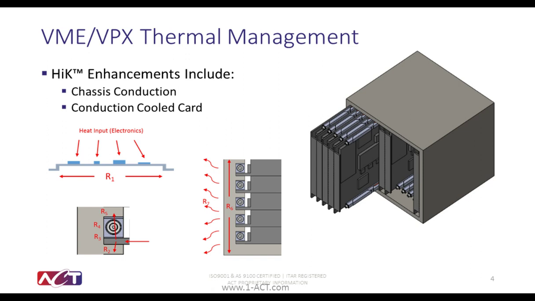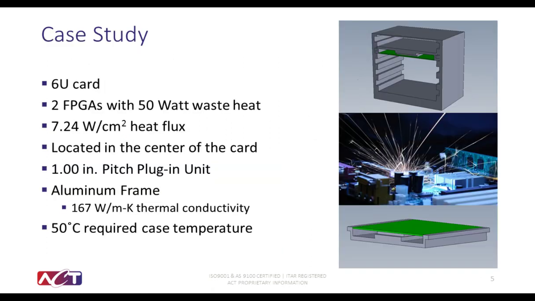We will continue by diving into the thermal challenges in our case study. Our case study today presents a typical thermal challenge in an embedded system. Our embedded 6U card assembly holds two FPGAs that emit 50 watts of waste heat with a heat flux of 7.24 watts per centimeter squared. The card fits into a 1-inch slot and is liquid-cooled on the bottom of the chassis, with 40 degrees C inlet liquid temperature. The required case temperature for our FPGAs is only 50 degrees Celsius, leaving us a mere 10-degree delta with which to work.